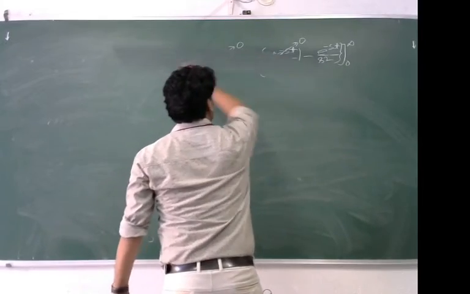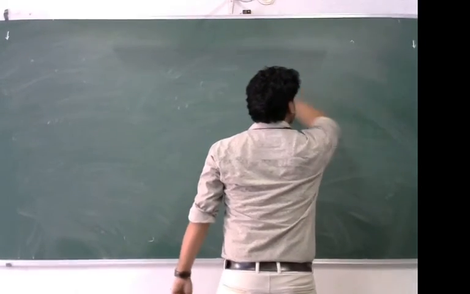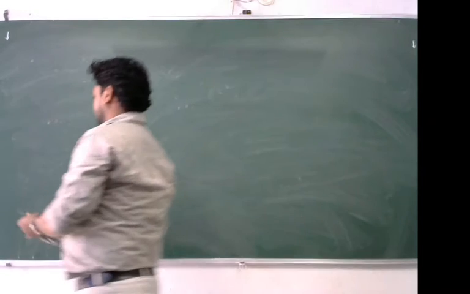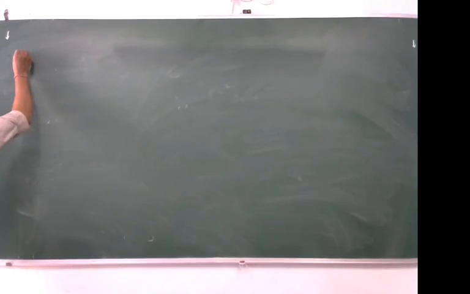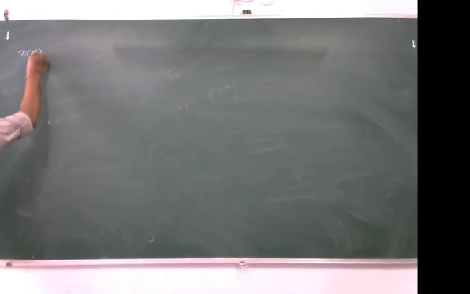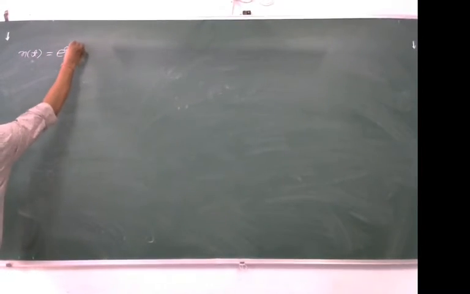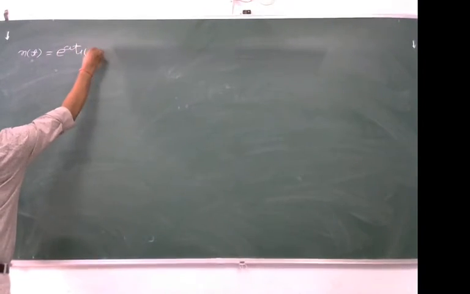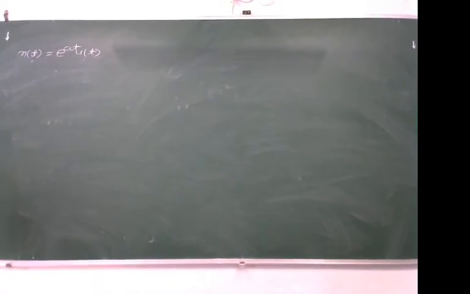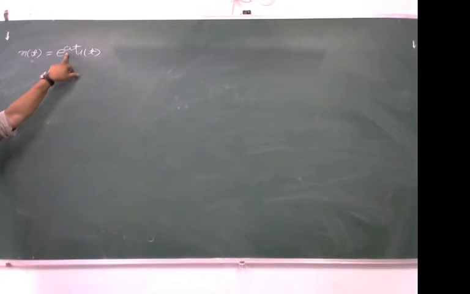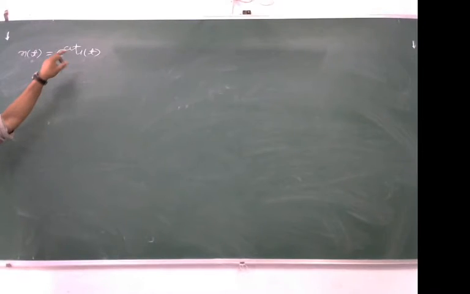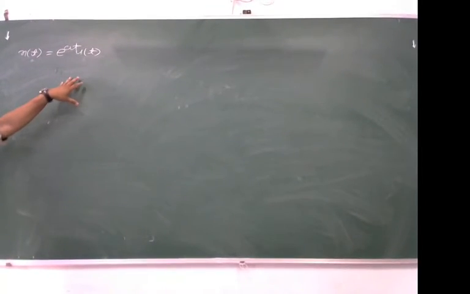Consider some more useful cases for which we cannot find the Fourier transform. Suppose x of t is equal to e^(at) u(t). If the value of a is positive, that is, a is greater than 0, then this will be an unbounded signal, and for such signals we cannot find the Fourier transform.